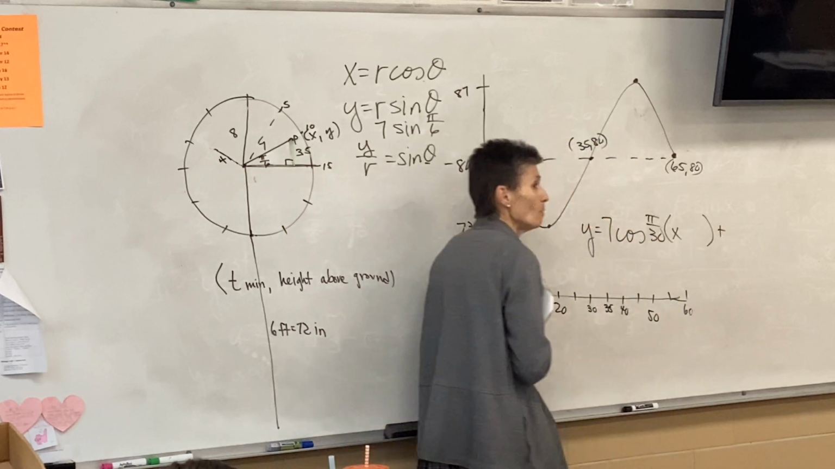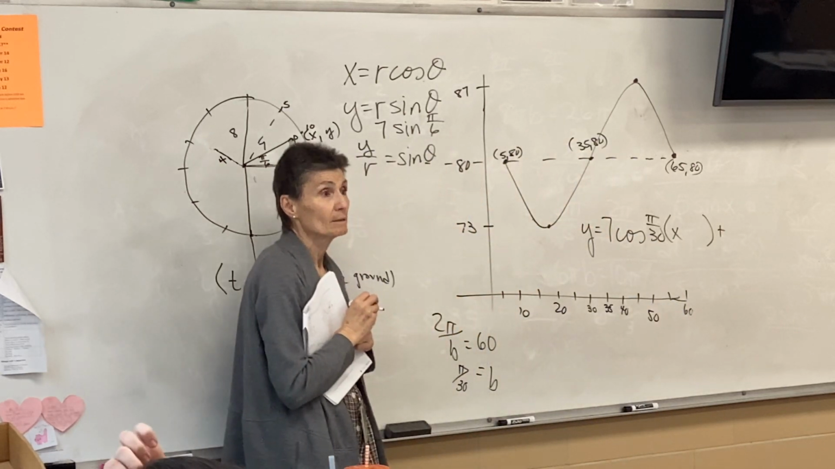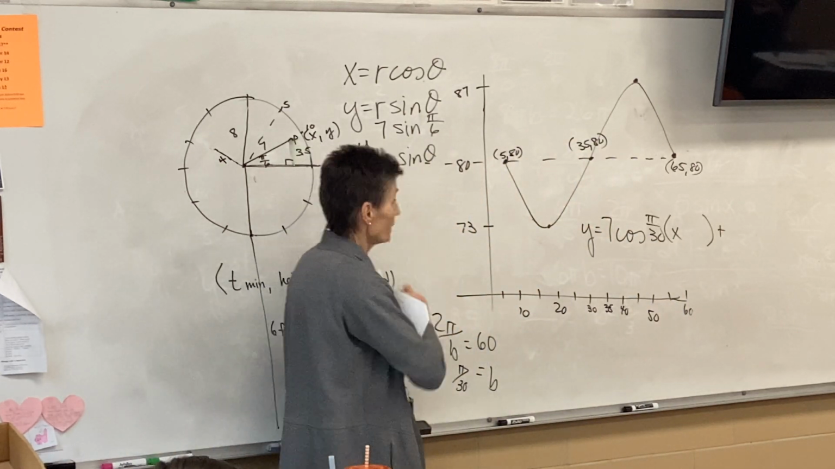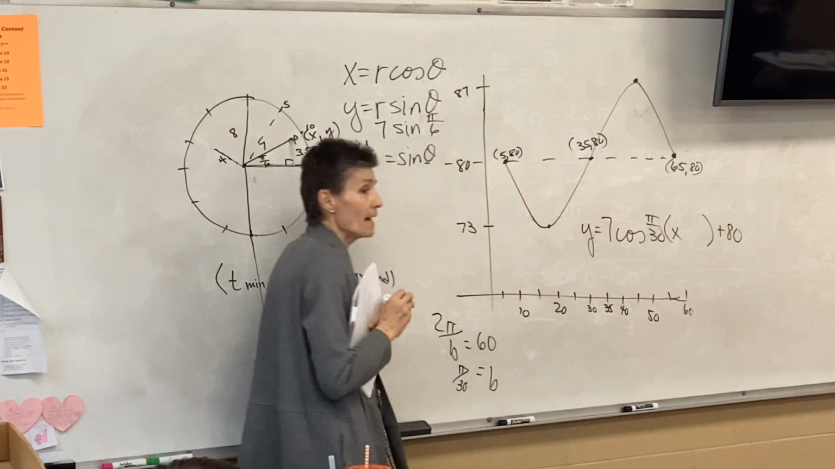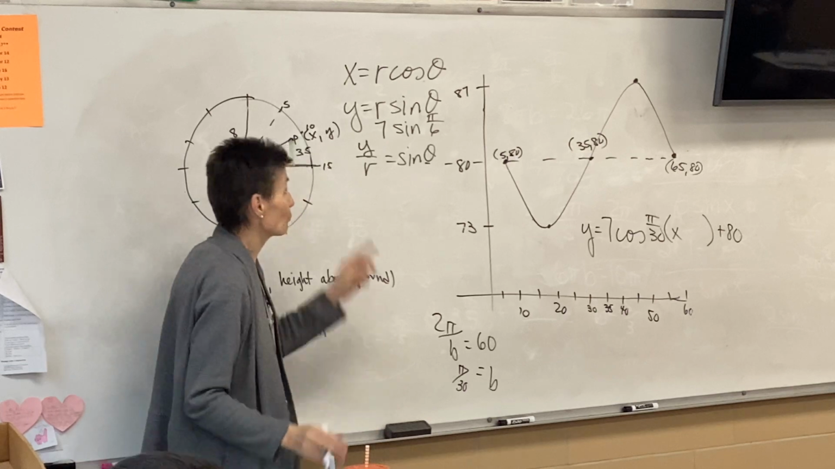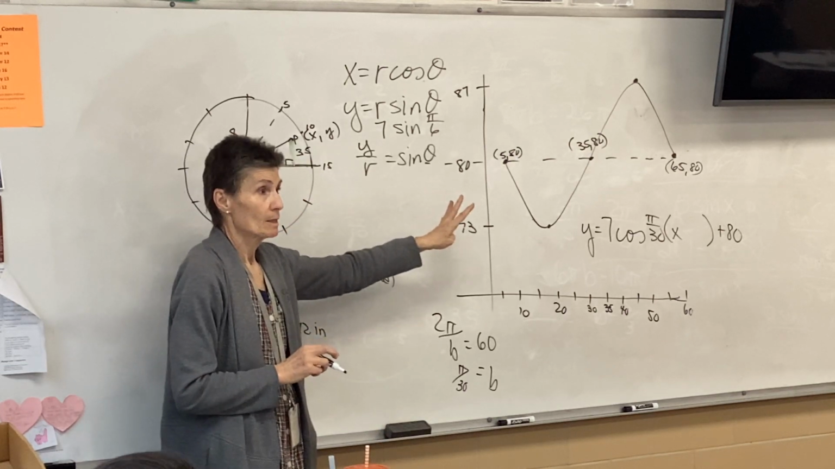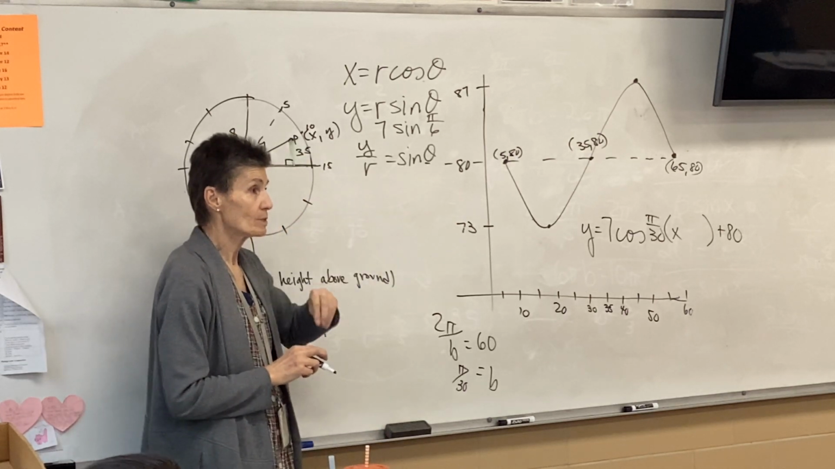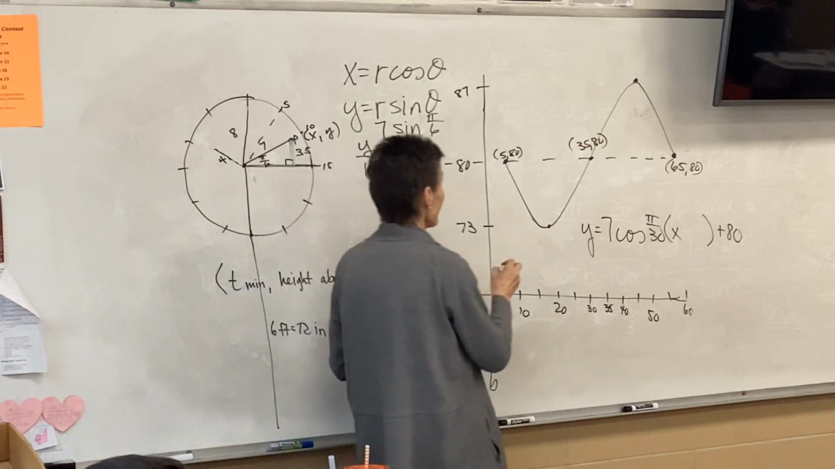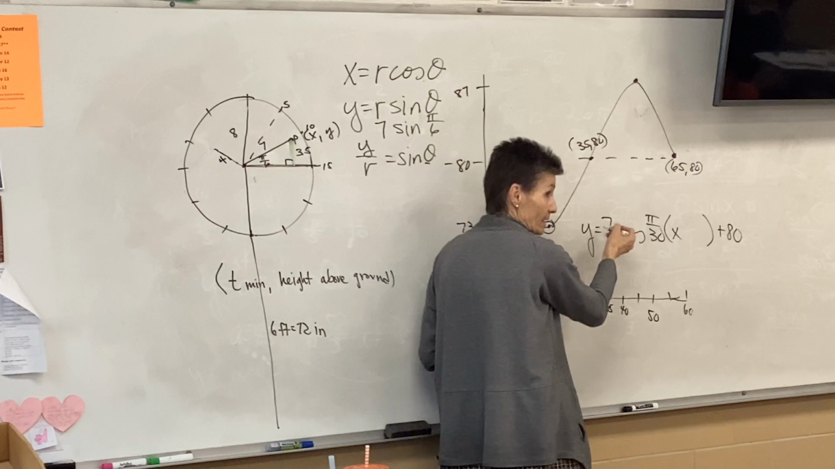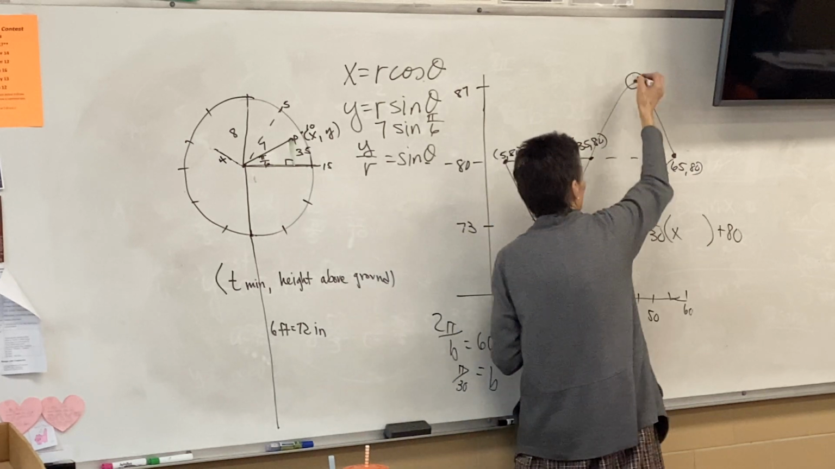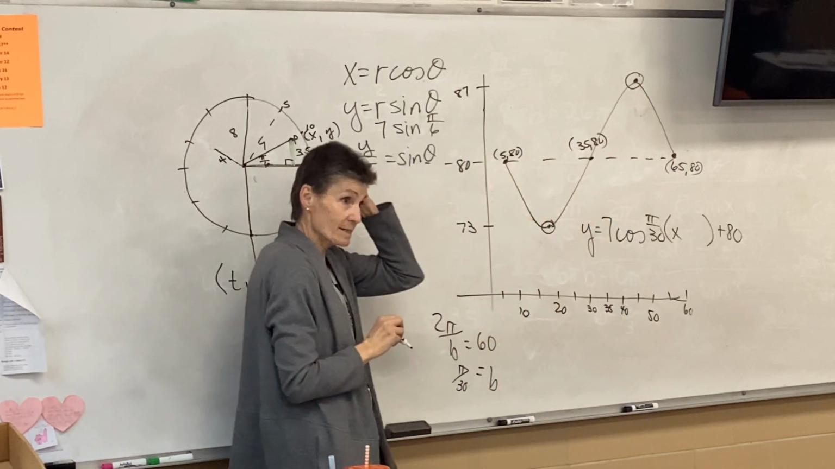And do I know my vertical shift, my midline? 80. Now, if I drew a sine curve, but if I have to write a cosine curve, then I either have to start here and make it negative, or here and make it positive.